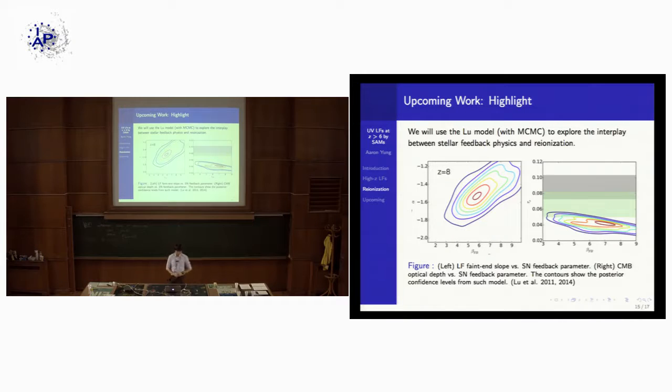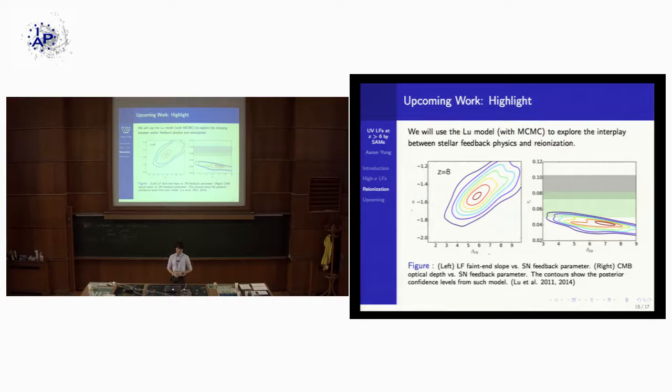So coming up next, we will use the LUM model to explore the parameter space. Again, the LUM model is coupled to an MCMC machinery, so we can systematically explore the parameter space and gradually improve its agreement with the observations. So on the left is something very similar to what we have seen earlier, and I'm going to talk about the one on the right.